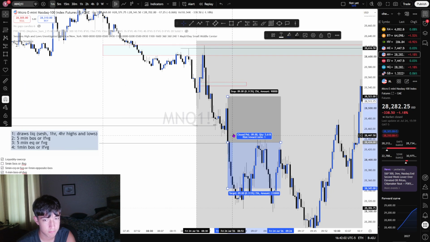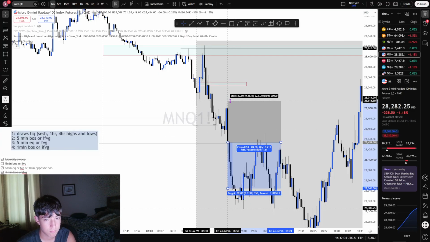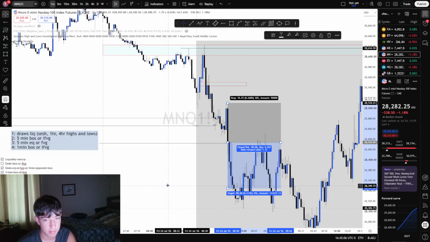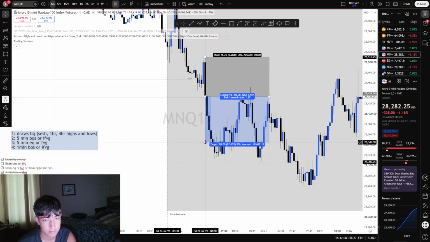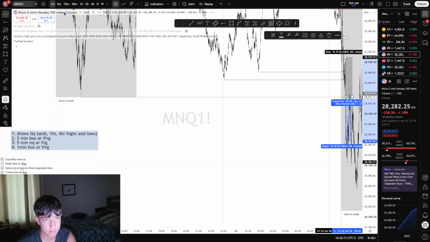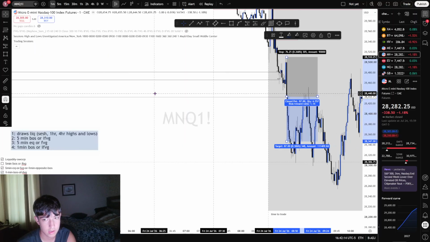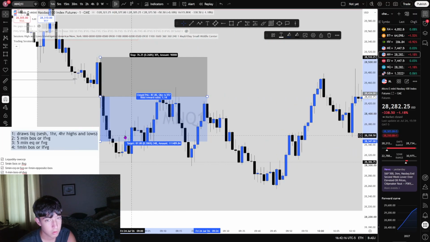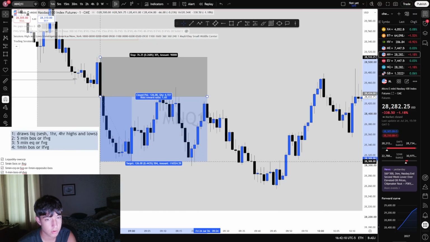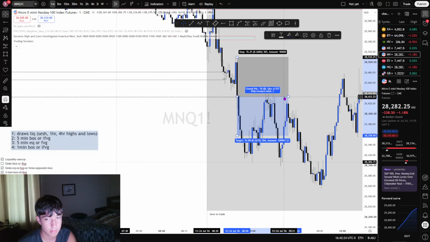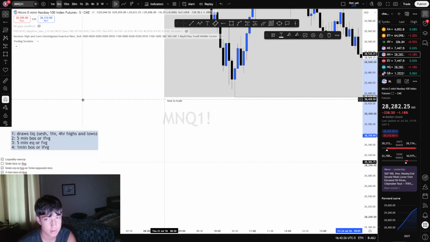Enter right here. Stop loss right here. We want to target, honestly, there's nothing really to target, but we're just gonna want to go TP1. We'll just put 1-to-1 and then perfectly hit it, as you can see.